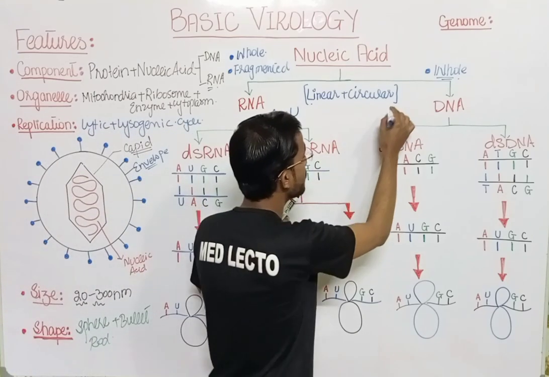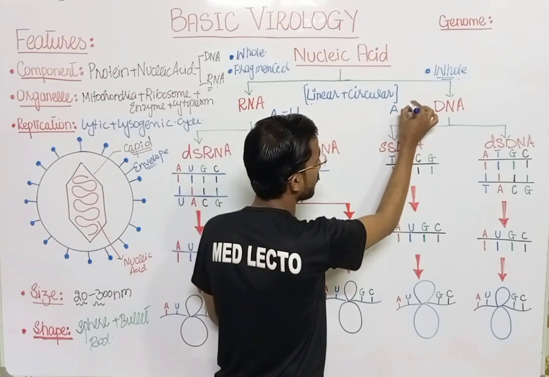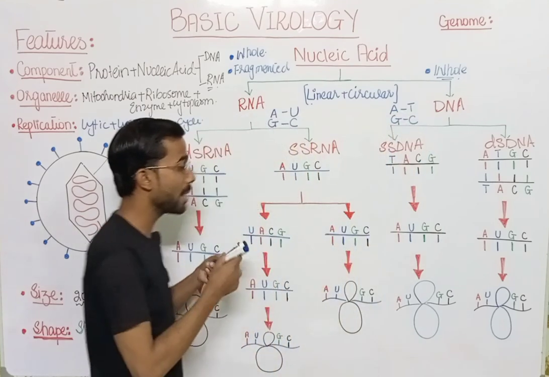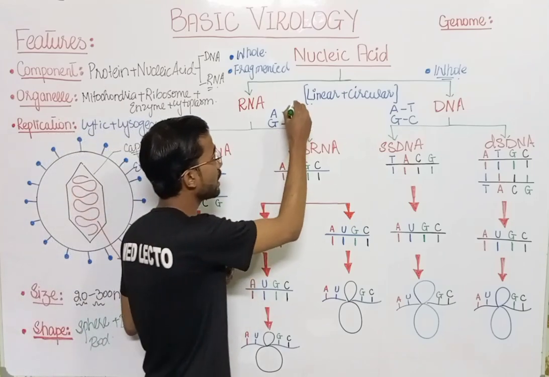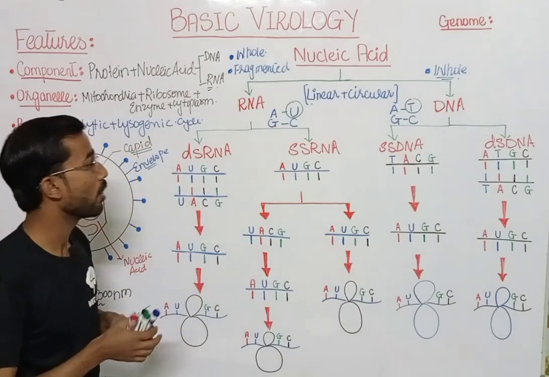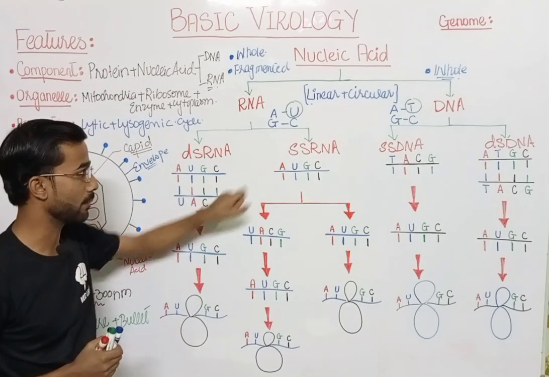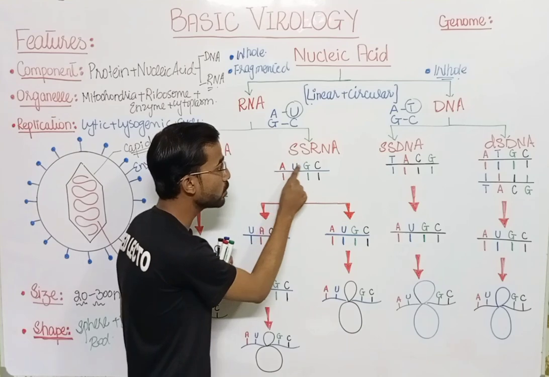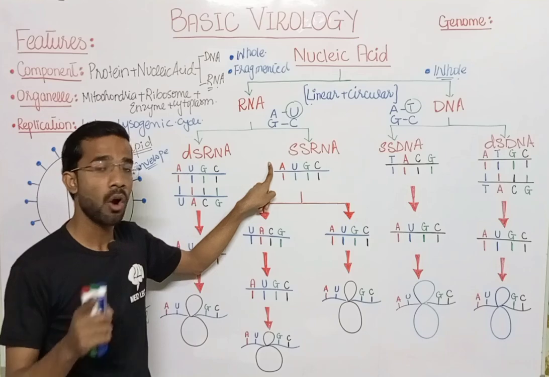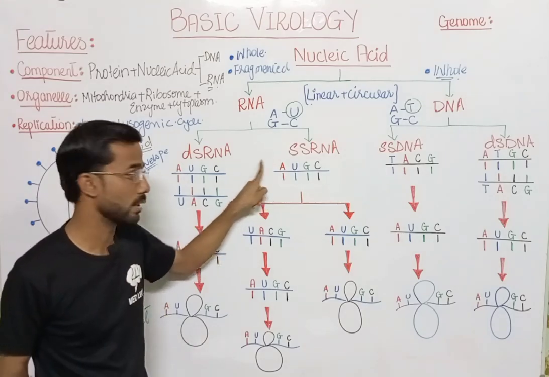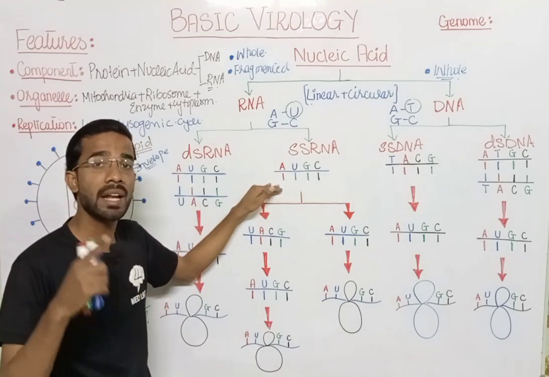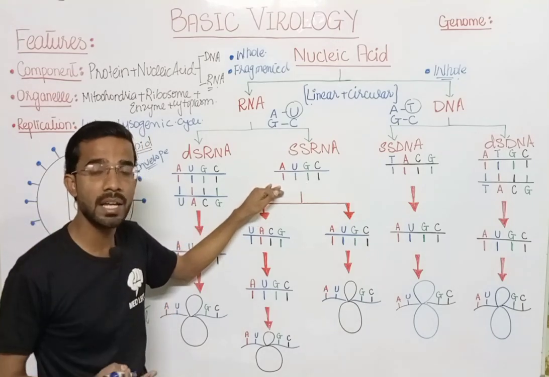In the DNA, you will see adenine will be opposite to thymine and guanine will be opposite to cytosine. The basic difference between the DNA and RNA is the uracil and the thymine. Okay. Now, if we see the single-stranded RNA, AUGC is the basic sequence that can be translated into the protein. If the virus contains this sequence, then it is able to translate the protein.